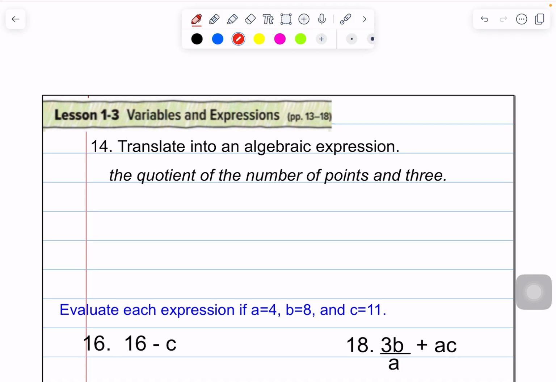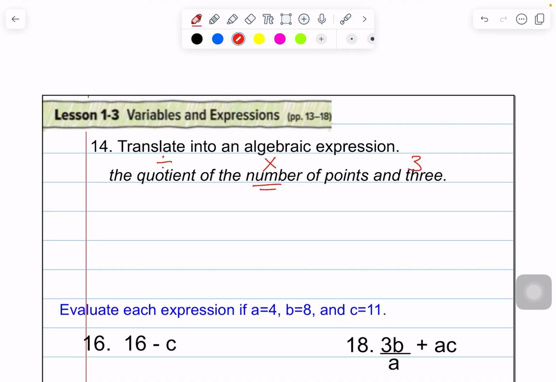In number 14, you're now going to translate this into an algebraic expression. To translate it into an algebraic expression, that just means it's going to include some variables in it. You can also do the coding at the top. So I see the quotient of a number. They didn't tell me the number, so I could put a variable there. Doesn't matter the variable. And 3.